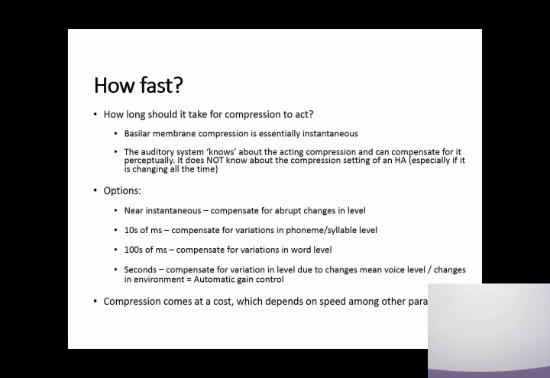Compression comes at a cost, which depends on speed among other parameters. What is that cost? I haven't spelled it out yet, but why? Actually, I think I did spell it out. What's the problem with compression? Why is it not easy? We just use the compression and compress everything, and everything is hunky-dory.